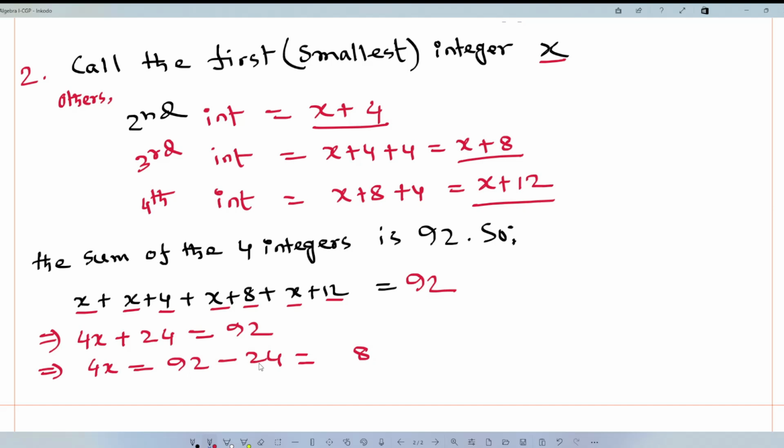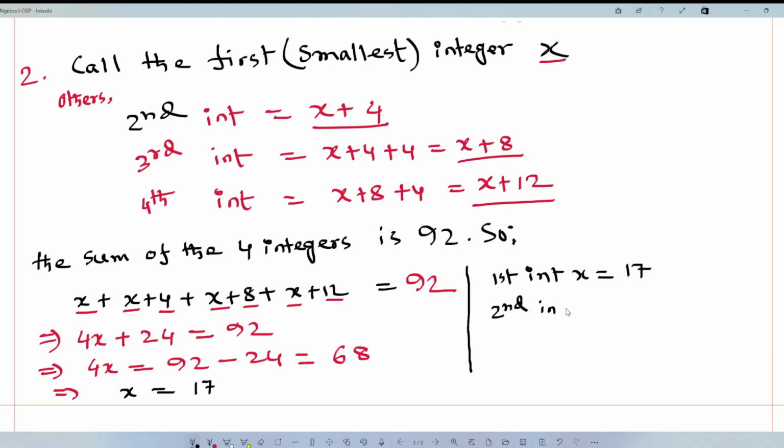So 92 minus 24 is 68. If we divide both sides by 4, x equals 68 divided by 4, which is 17. So our smallest integer, the first integer, x equals 17.